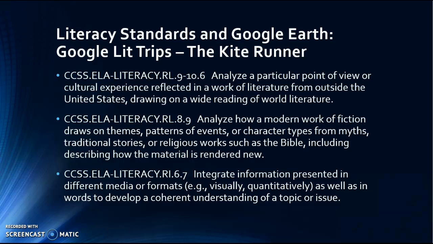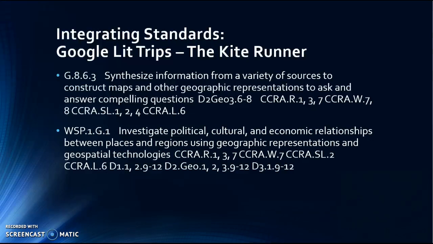So let's look at some of the literacy standards that would be met in this particular Google Lit Trip, studying The Kite Runner. We saw a point of view or cultural experience outside of the United States, drawing on world literature. We saw a modern work of fiction, drawing on themes, patterns, characters from myths and traditional stories. We saw an integration of information presented in a different media or a different format. We synthesize information from lots of sources to make a map. We investigated lots of relationships between regions using representations and technologies.